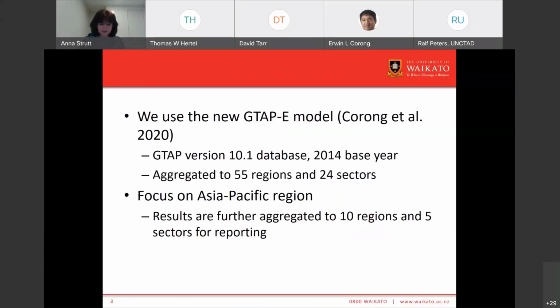So we're using the new GTAP-E model, version 10 database, and the 2014 base year. We aggregate it to 55 regions and 24 sectors, so relatively detailed when we do the GTAP modelling, but we further aggregate these regions and sectors to 10 regions and 5 sectors for reporting, and a particular focus on the Asia-Pacific region, given UNESCAP's work in this region.